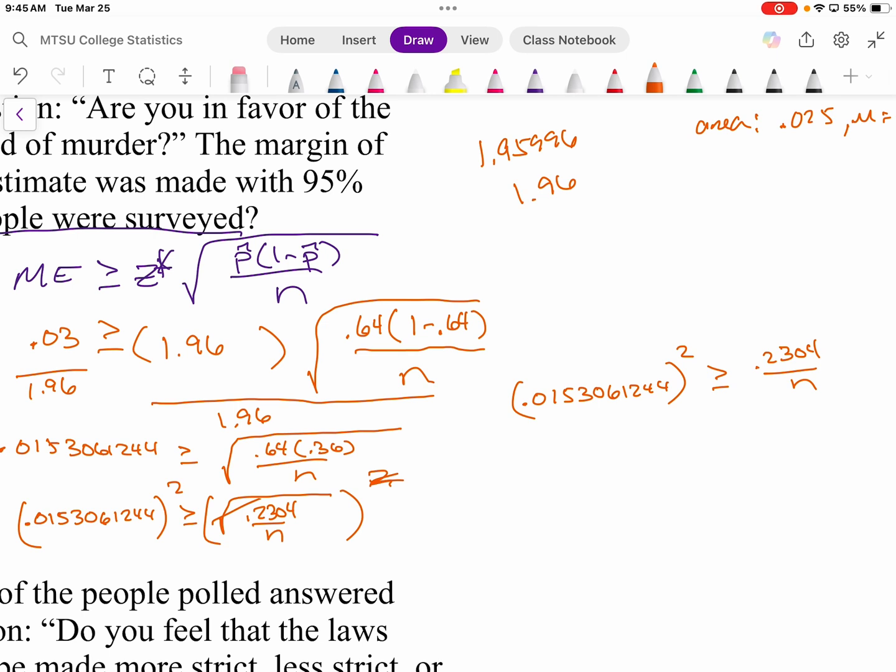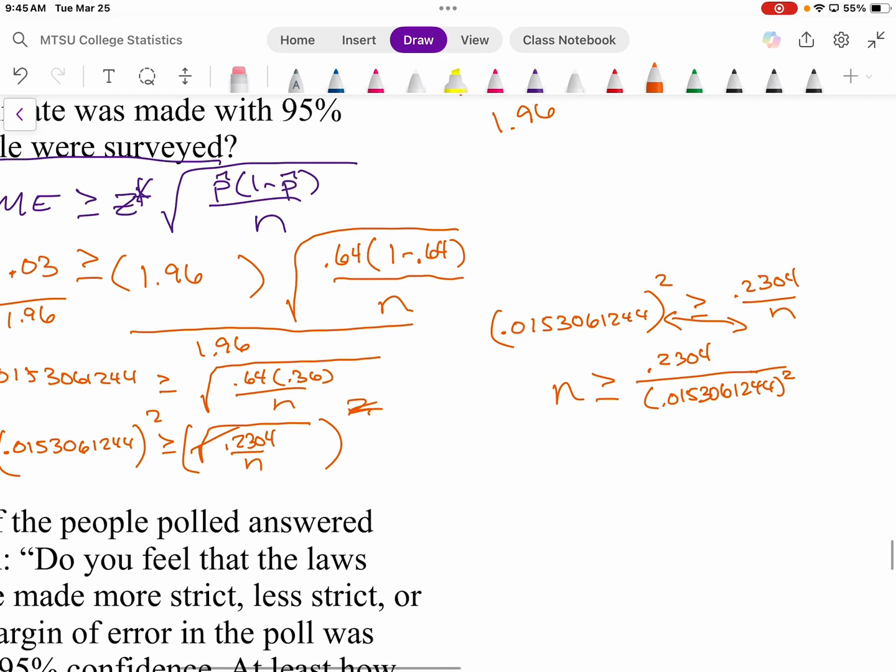Now, technically, I would multiply both sides by n and then divide off that stuff squared to get n by itself. When you're doing this type of problem, the n just trades places with that. So we can say n has got to be greater than or equal to 0.2304 over that big long decimal squared. And so now I just need to work that out.